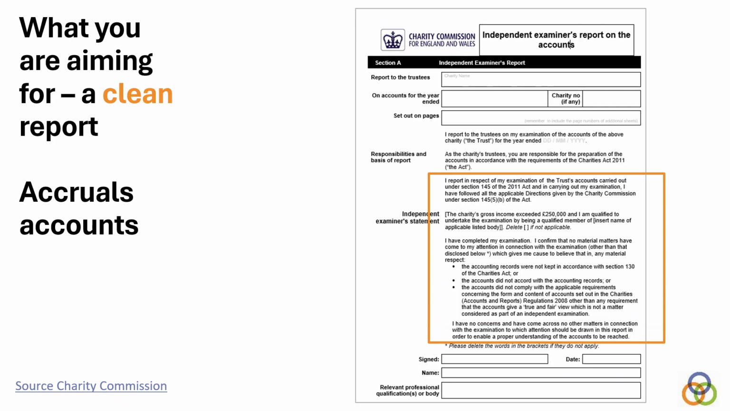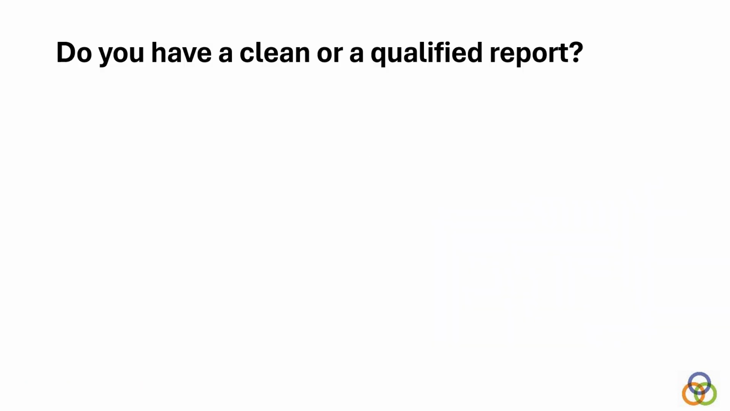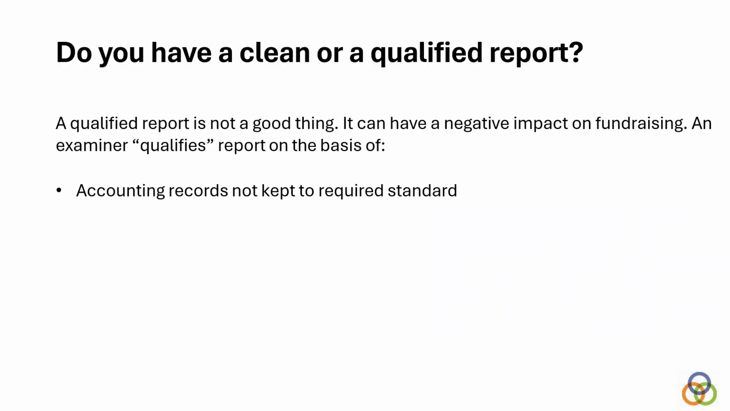And this is an example of an independent examiner's report for an accruals account that's clean, and I would benchmark that against yours. And essentially it says the same. Then they would never say we are 100% confident everything is 100% fine. It's the I haven't found anything approach. It's a negative assurance.